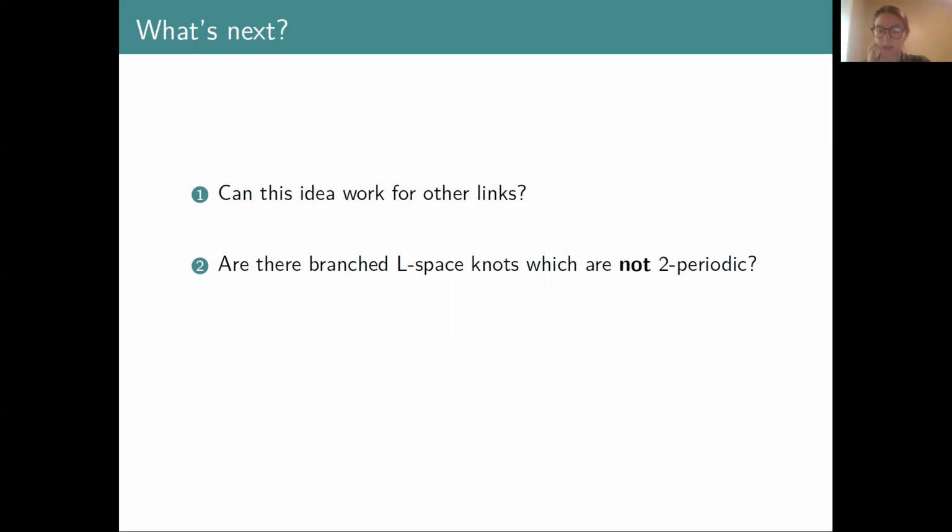And the second obvious question is, can you build knots that give you all of these L spaces via branch cyclic covering that don't have a 2-periodic symmetry? So do any exist? And if they do, how would you find them? This kind of procedure that we illustrated obviously won't work for those.